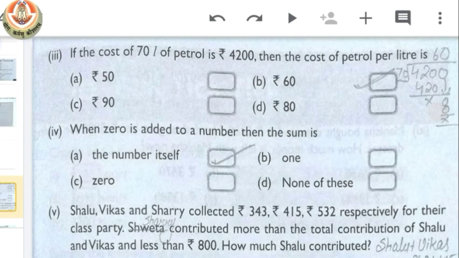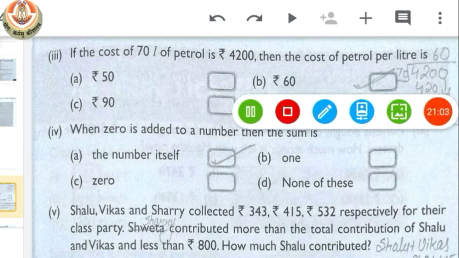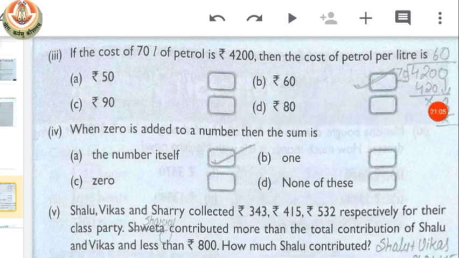If the cost of 70 liters of petrol is 4,200, then the cost per liter is, per liter means they are asking for the rate of 1 liter of petrol. For this we have to just divide 4,200 by 70. When we do so, we get our answer 60. That means a liter of petrol costs 60 rupees.